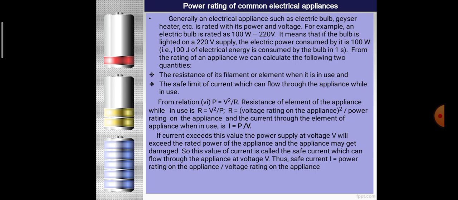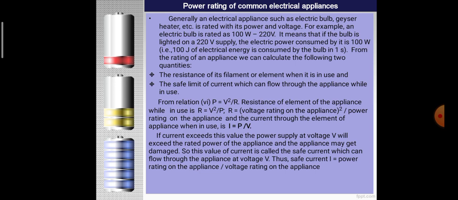Power rating of common electrical appliances. Students, generally an electrical appliance such as an electric bulb, geyser, heater, etc. is rated with its power and voltage. For example, an electric bulb is rated as 100 watt and 220 volt. It means that if the bulb is lighted on a 220 volt supply, the electrical power consumed by it is 100 watt. That is, 100 joule of electrical energy is consumed by the bulb in 1 second.